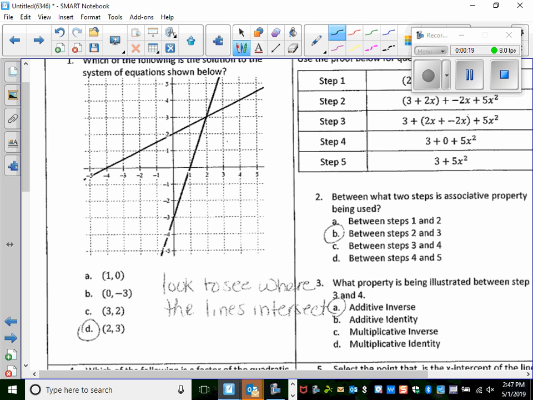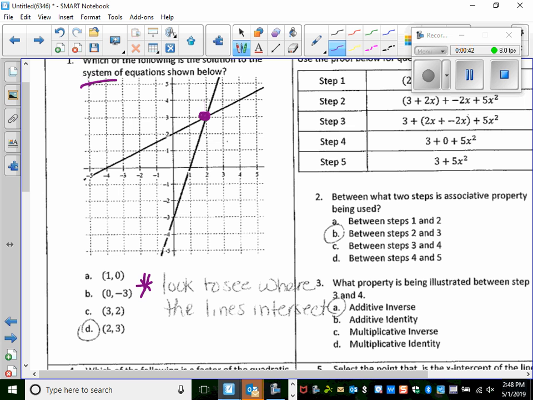So when we talk about solutions to a system, okay, a system just simply means two or more equations. So it's not like a solution to a quadratic equation. This is a system. So basically, I put a little note up here. You look to see where the lines intersect.